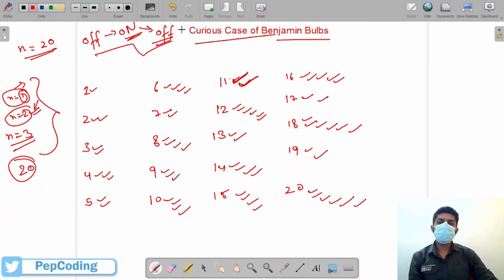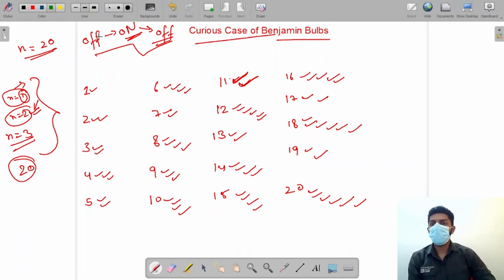Let's see which bulbs are remaining on after all the toggles are completed, right? Let's suppose bulb one was initially off because, as I told you, the initial position of every bulb was switched off. So after one toggle, it will be switched on. So this is a bulb that remains on, right? For bulb 2, it was turned on and then off. So we won't be highlighting it because it remained off after all the toggles are completed, right? For bulb 3 also, it was turned on and then turned off. For 4, on, off, and on. So we highlight this 4.